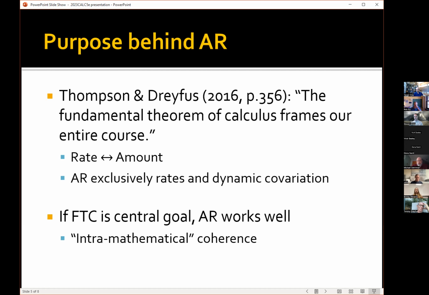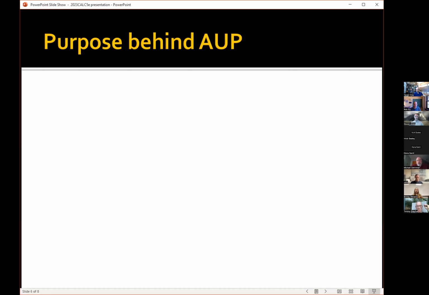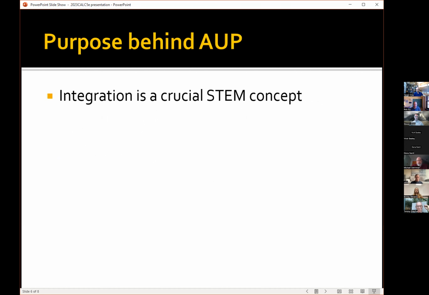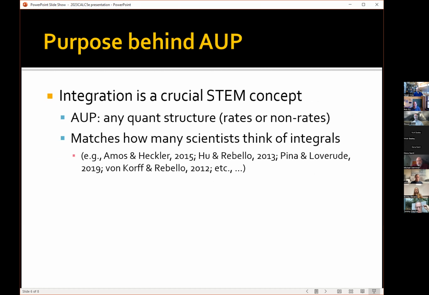And we call this an intramathematical coherence, because the coherence is focused within mathematics, the concepts connecting together. So what would be the purpose behind AUP? The idea here is that integration in its own right is a really crucial STEM concept. It has some advantages in that it's very flexible with the kind of quantitative structures you can use. And if you look across science education literature, this actually matches very closely to how scientists think of integrals.